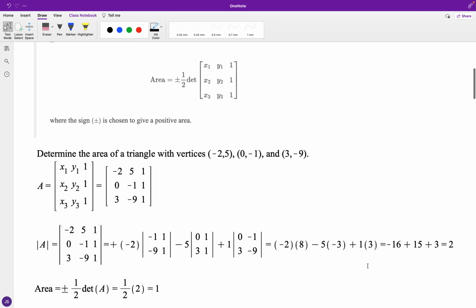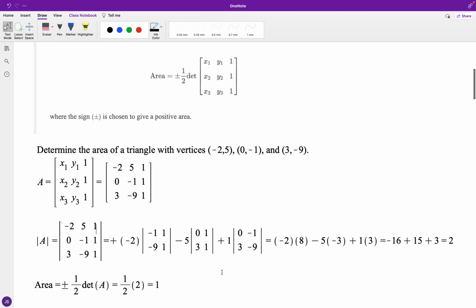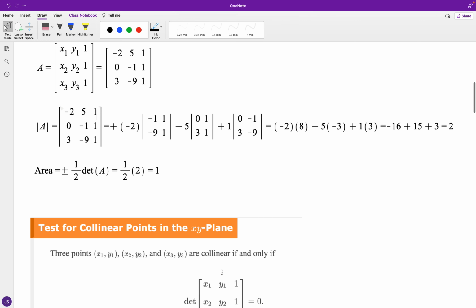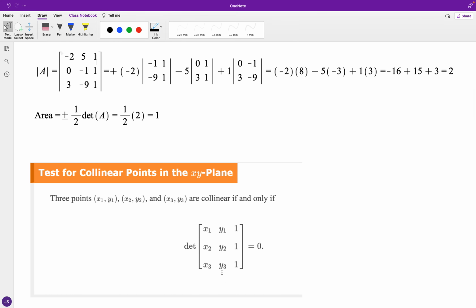And so for the area, again, we have plus or minus 1/2 of the determinant value of A. With the determinant value at 2, and since we want the area to be a positive numerical value, we're going to take positive 1/2 times 2, and we're going to have the area of this particular triangle end up at 1.